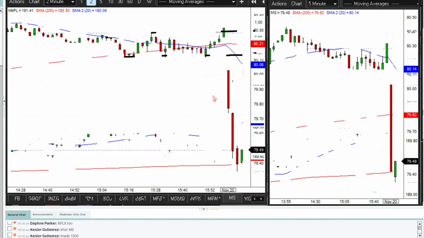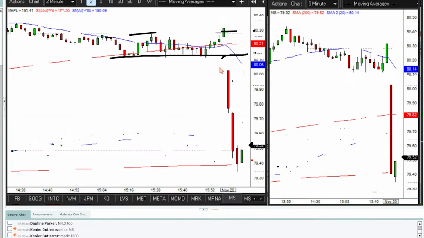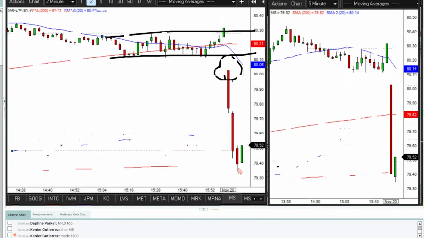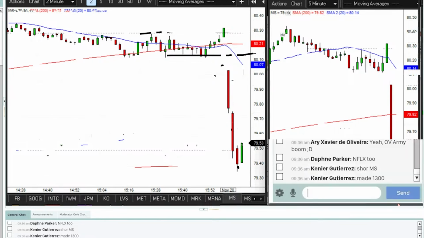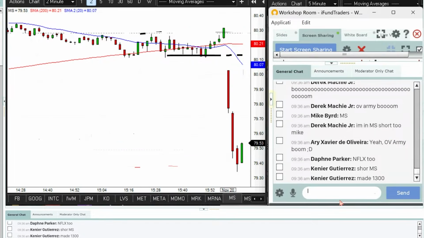Mike is saying MS. What do you see in MS here? Oh, that's beautiful as well. Tight, fabulous 4. We start in a decent position under that fabulous 4, and there is your drop. I love it. Nice find there. Kaner, Mike, nice. Kaner says, I made $1,300.